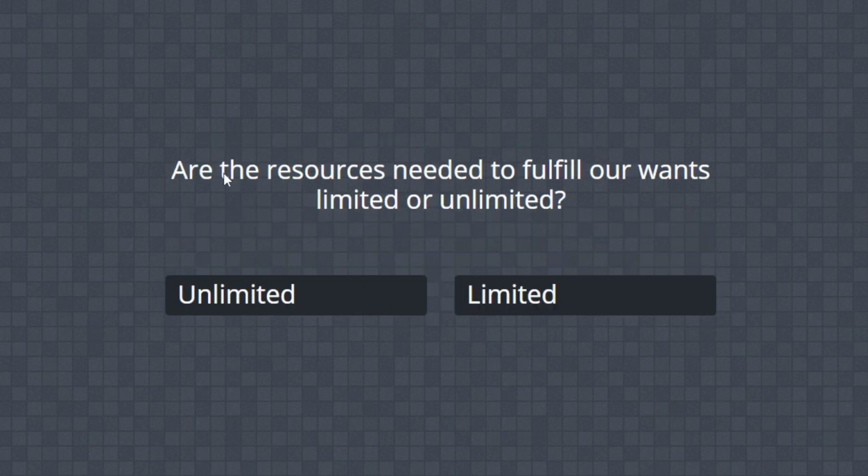Question. Are the resources needed to fulfill our wants limited or unlimited? We know that resources are needed to fulfill our life so that we can live. But our wants are unlimited. We don't need those. But let's say here, are resources needed to fulfill our wants limited or unlimited? Resources would be limited because that's something you need.